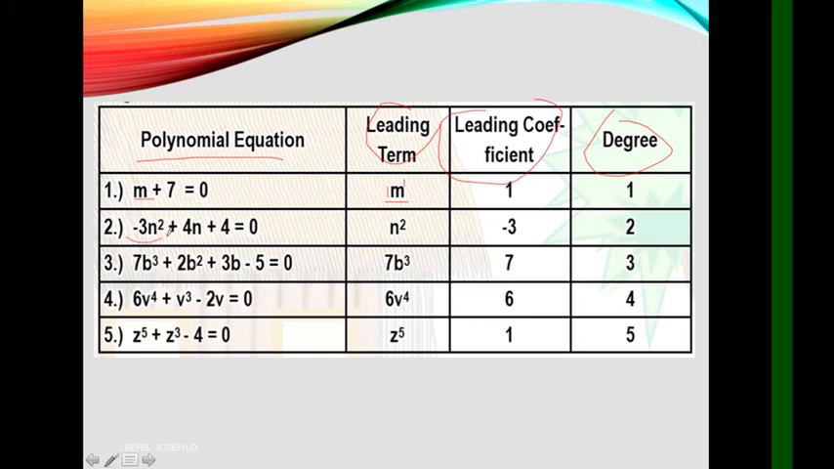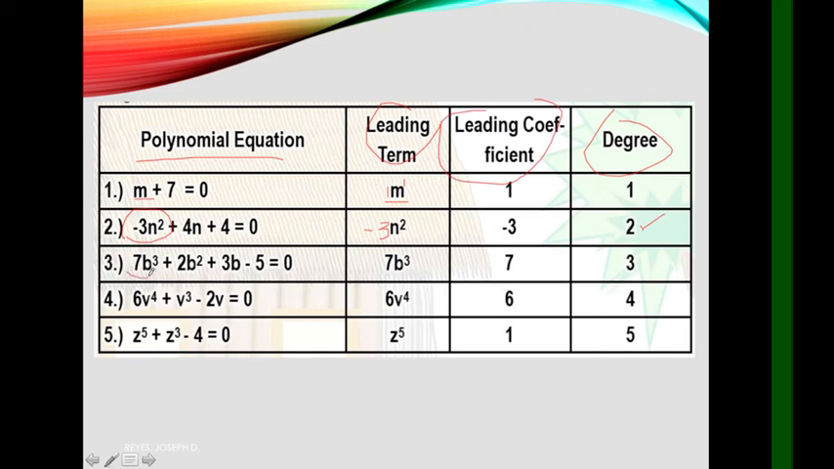Another, we have here negative 3n squared. So the highest exponent is squared. So the leading term is n squared. Or we can have negative 3n squared. So we have negative 3n squared. The leading coefficient is negative 3. That's the leading number here, or the leading numerical coefficient. The degree is 2. That's the degree of the leading term.